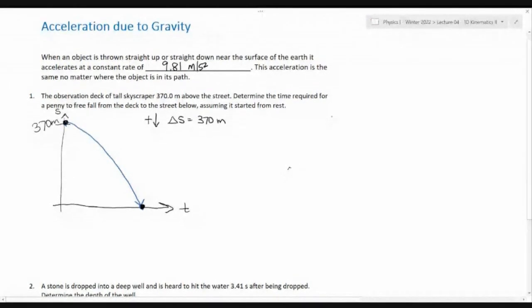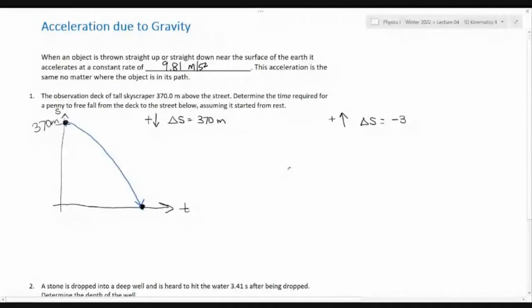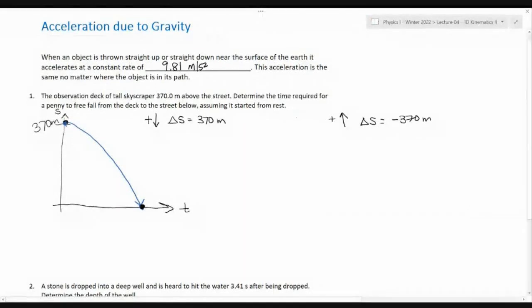It's confusing for people though. If up was positive, delta S would be negative 370 meters. Because you went down, you started off at a height of 370, you ended up on the ground, so your height went down. And if down is negative, then your delta S would be negative. So we can think of this question in two ways, depending on what makes more sense to you. You can choose which method you like better.